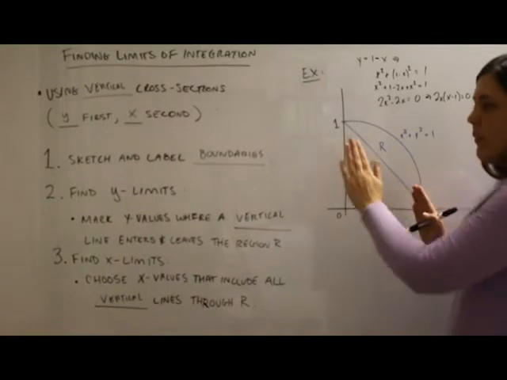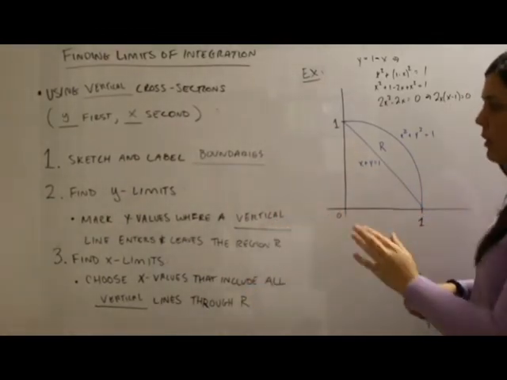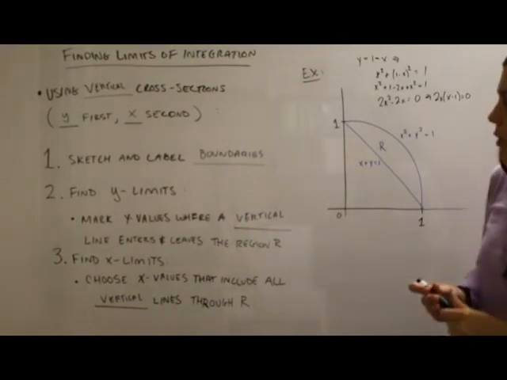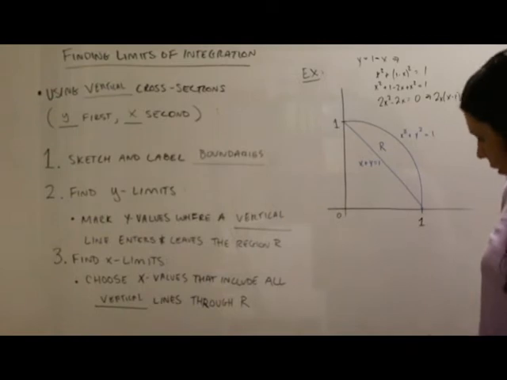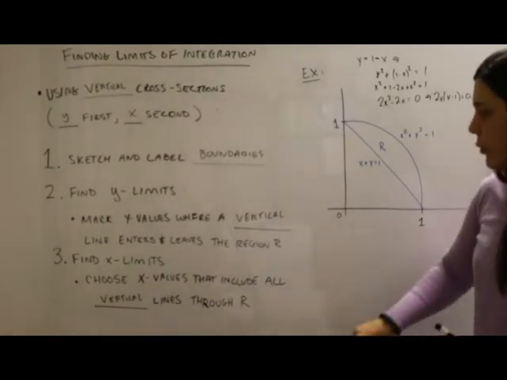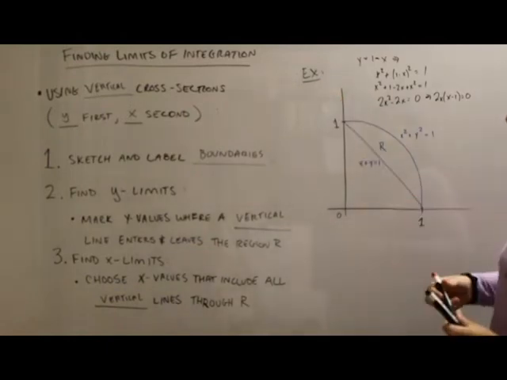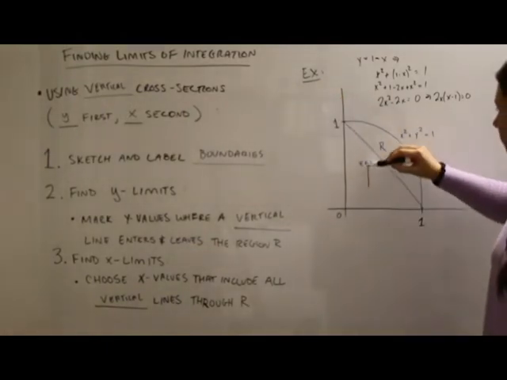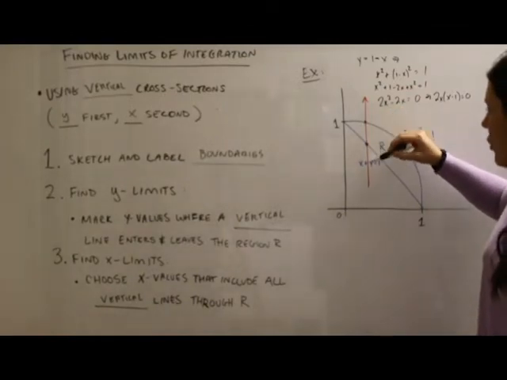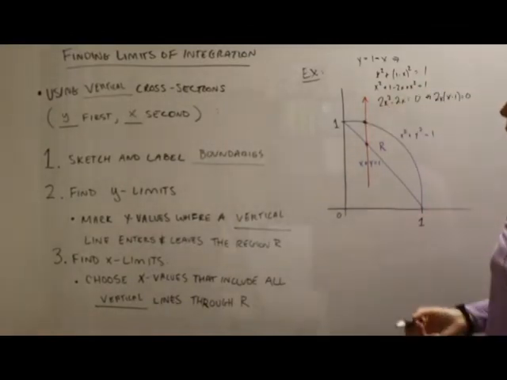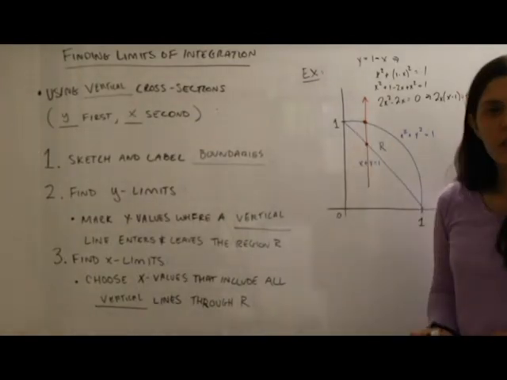So now I still haven't found my limits yet. Not necessarily. I found actually some of them, but not all of it. So I'm going to move on to step 2, my y limits. I'm going to draw a vertical line through my region. Doesn't really matter where you draw it. I wouldn't draw it on an end point. I would draw it somewhere in the middle here. So any vertical line here. And I'm interested in where it enters my region R and then leaves my region R. And that's going to be my lower and upper limits for integration.